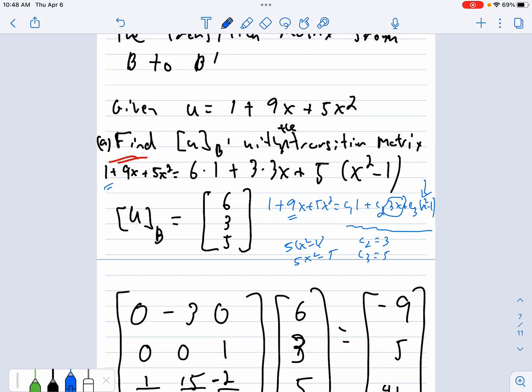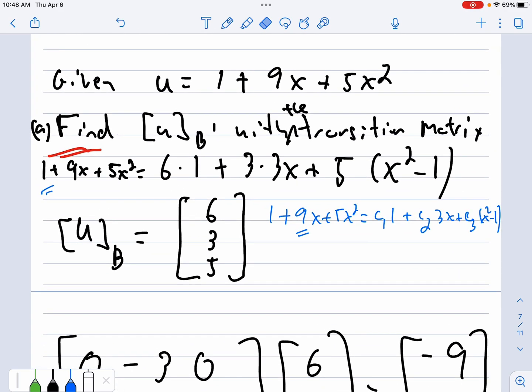But of course, some people don't feel really all that comfortable with this. So what you can do here is set up, from this setup that I have over here, a system of equations. It's a linear combination. All I'm saying here is I'm trying to rewrite 1 plus 9x plus 5x squared as a combination of 1, 3x, and x squared minus 1.